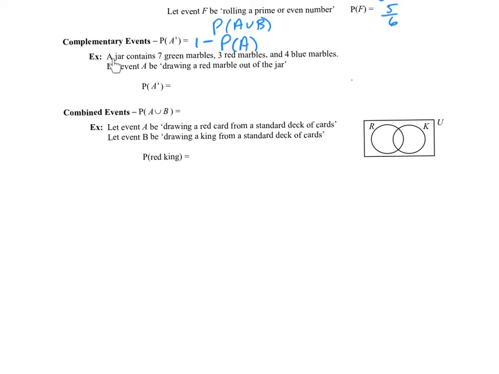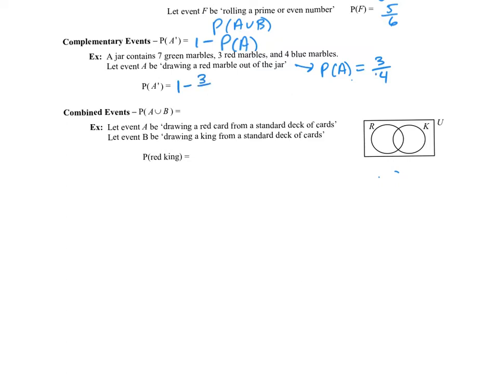So let's look at this example. A jar contains 7 green marbles, 3 red marbles, and 4 blue marbles. Let event A be drawing a red marble out of the jar. So let's jot this down over to the side: drawing a red marble out of the jar, the probability of A happening. How many red marbles are there? There are 3 marbles out of, what would the universal set contain? We have 7 green, 3 red, and 4 blue, so that's a total of 14. So the probability of A happening would be 3 out of 14. That means the probability of the complement of A happening would be 1 minus the probability of A happening.